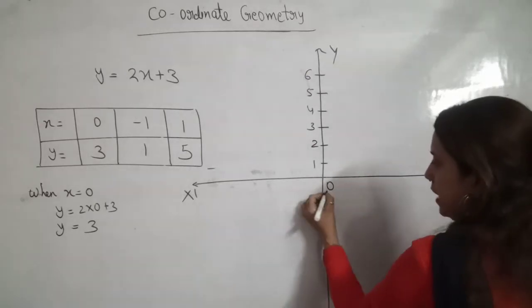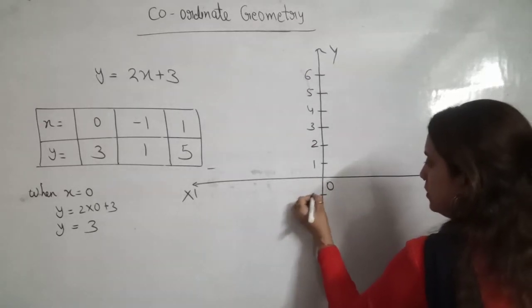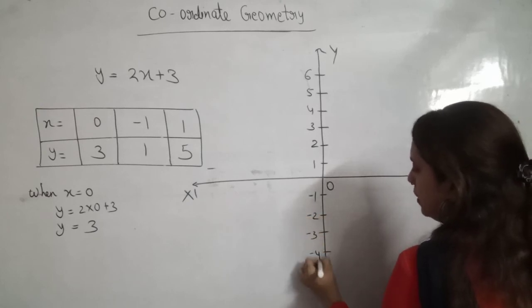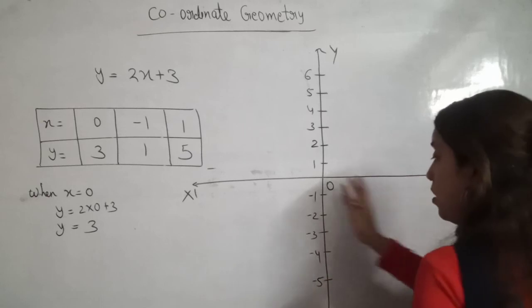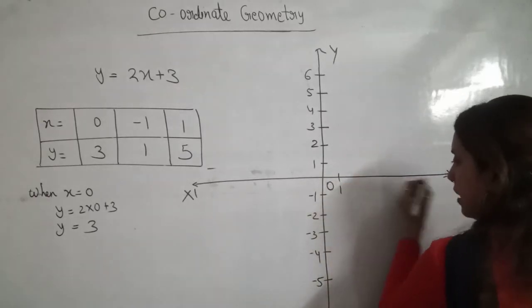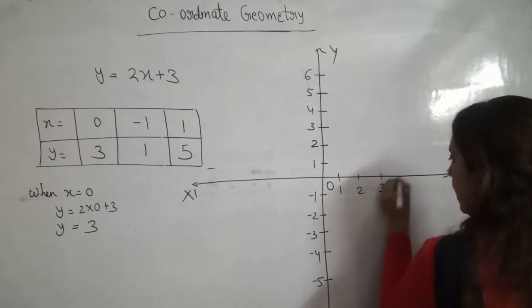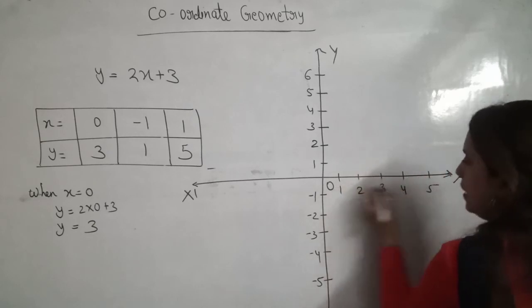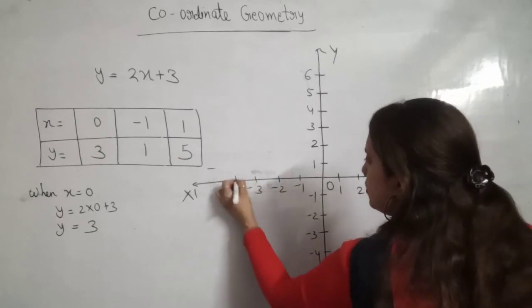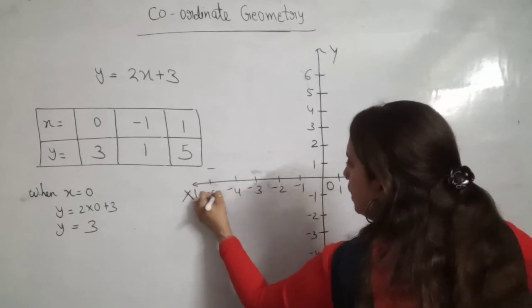With equal scale, the same distance we will take for minus 1, minus 2, minus 3, minus 4, minus 5. On the x-axis, the right hand side is positive and the left hand side is negative. Minus 1, minus 2, minus 3, minus 4, minus 5.